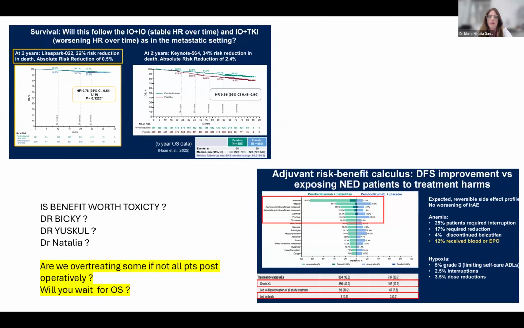And regarding the toxicity, even if manageable, these are not trivial in patients without radiographic disease. So for me, the key question is, are we improving cure rates or are we delaying recurrence in some patients while overtreating others, for example? And until overall survival matures, that uncertainty remains. No? Yeah, Dr. Bicky, it's your trial, Dana-Farber's trial. You will wait for the OS or you're happy with the DFS?